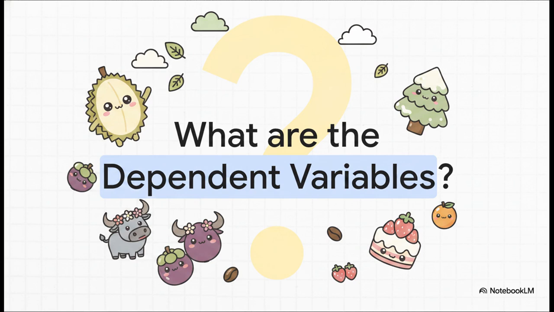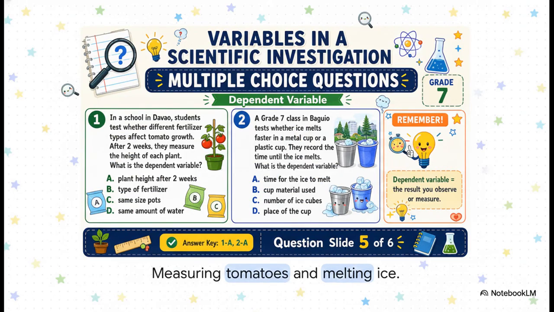Let's challenge ourselves again. This time, we're traveling over to Davao and Baguio, and we're hunting for the effect. What is the dependent variable? What's actually being observed or measured as the final result? Okay, so in a school in Davao, students are testing whether different fertilizer types affect tomato growth. After 2 weeks, they literally measure the height of each plant. What is their dependent variable? Is it the plant height, the fertilizer type, the pot size, or the amount of water?